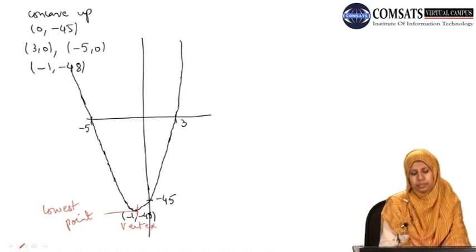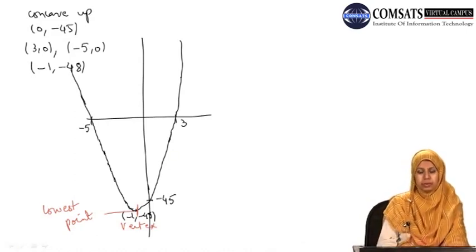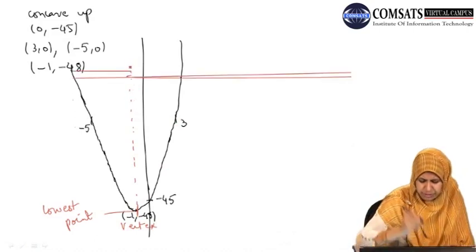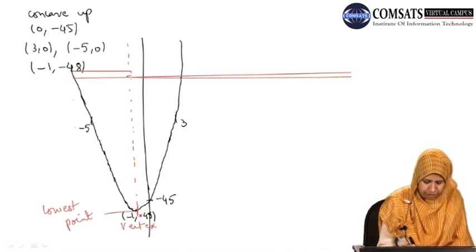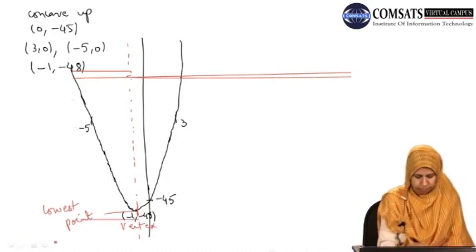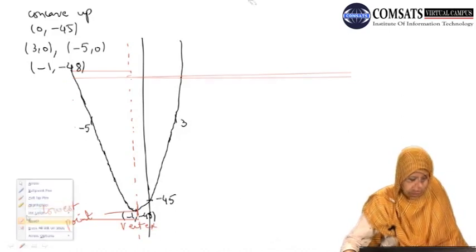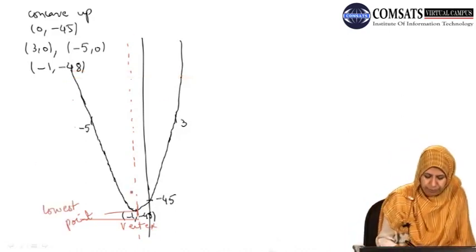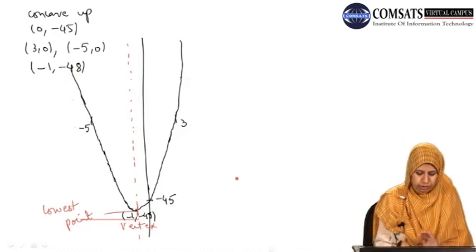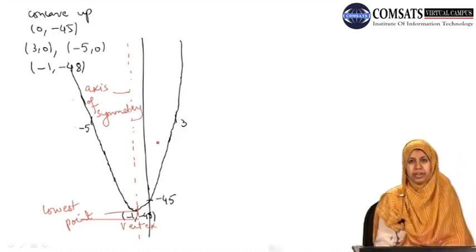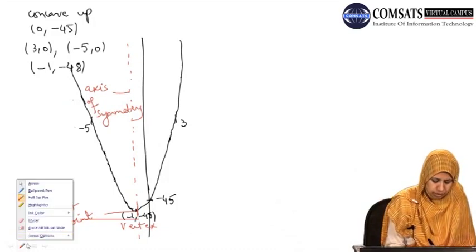And what will be the axis of symmetry? A vertical line passing through the vertex, up and down. Okay, we better erase these unwanted horizontal lines. Now, this vertical line is our axis of symmetry, dividing our parabola in two equal halves.